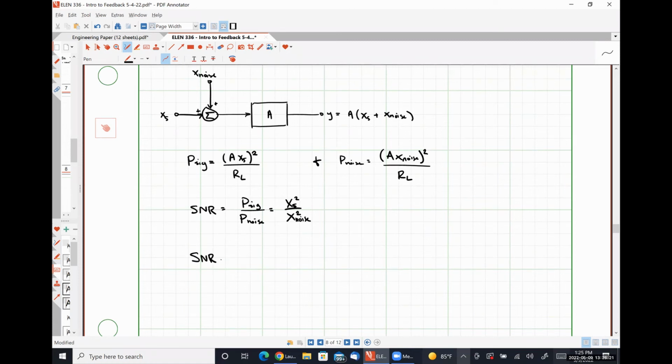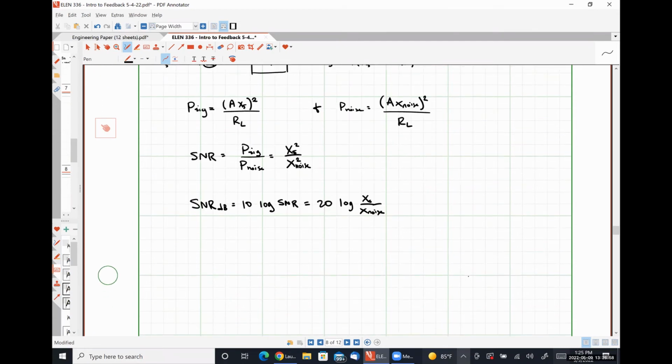the signal to noise ratio is given by 10 times the log of the regular signal to noise ratio, which just comes out to be 20 log XS over X noise. So let's see what negative feedback can do to the noise behavior of a system.